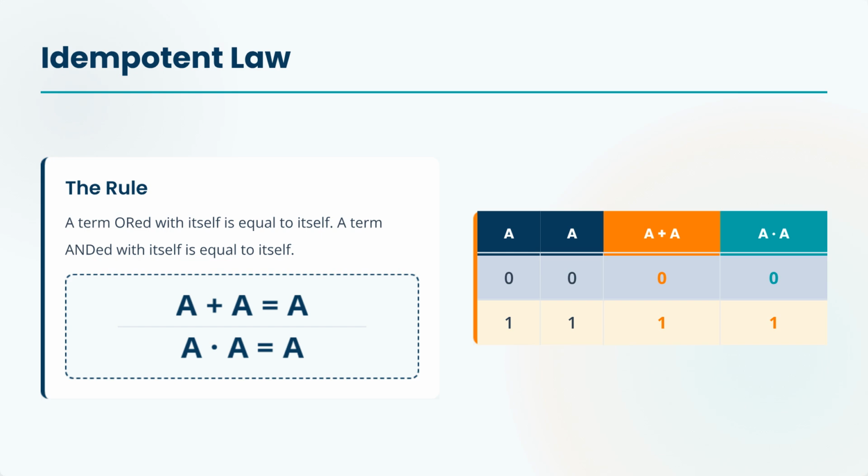The idempotent law means that a term ORed with itself is equal to itself, and a term ANDed with itself is equal to itself. The rules are A plus A equals A, and A times A equals A. This is supported by the corresponding truth table.